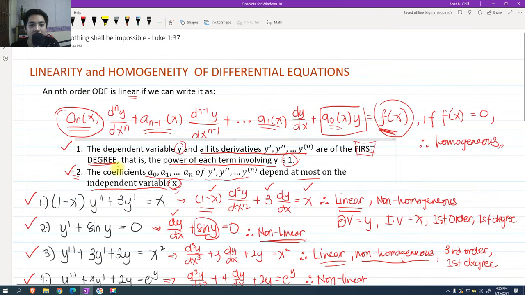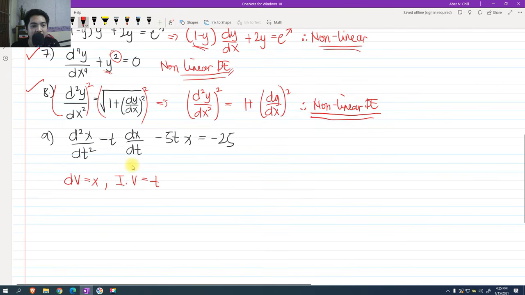Of course, our f of x would be replaced by something purely in terms of t, or a constant, or 0. So again, the same rule applies. The dependent variable x, which we will be replacing, and all its derivatives are of the first degree. That is, the power of each term involving x is 1. The coefficients depend at most on the independent variable, in this case t.